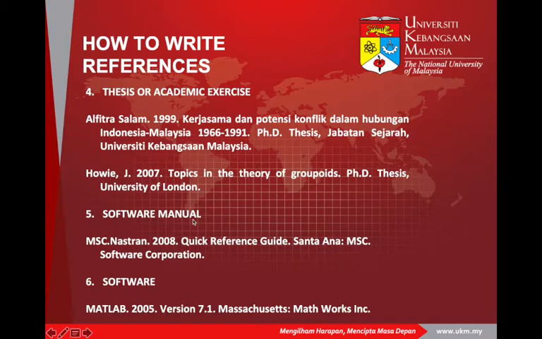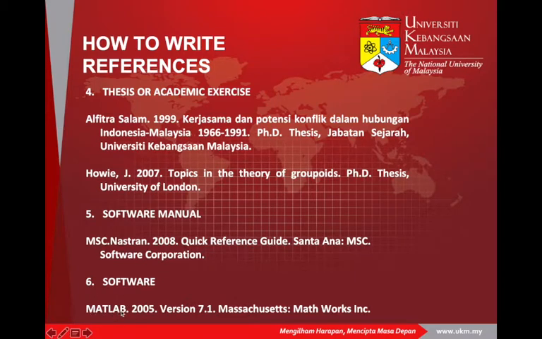For a software manual, write down the software name, full stop, the year when the manual was released, full stop, the title of the manual, so this is Quick Reference Guide, full stop, and then the place where the manual was released, then you have a colon there, and the name of the company that released the manual.